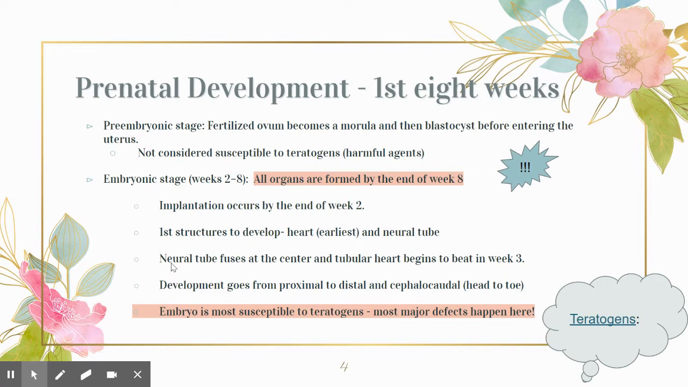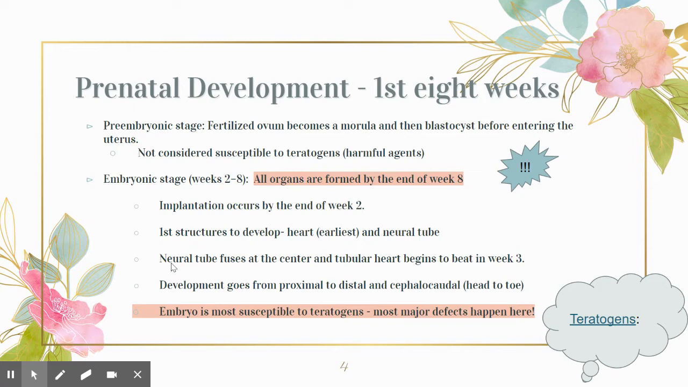The first structures to develop are the heart. It starts as a tubular organ, and then the 4 chambers develop, and then it starts to beat at about day 22. And the neural tube. So the neural tube also starts as a very crude structure and then differentiates into the spinal cord and structures in the brain. It starts to fuse at the center, and the heart begins to beat in week 3. This is very early in fetal development.